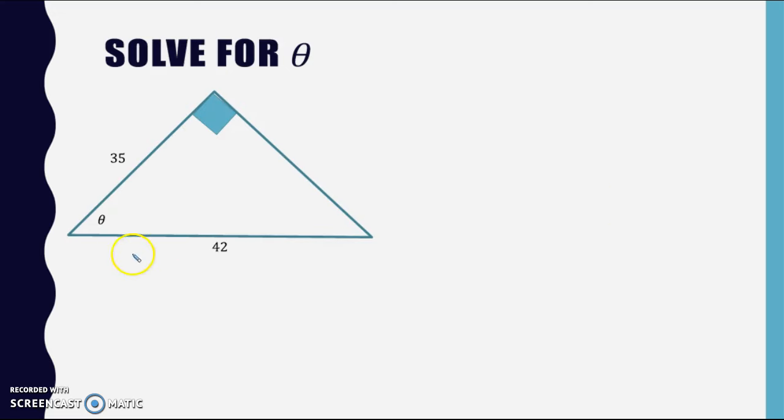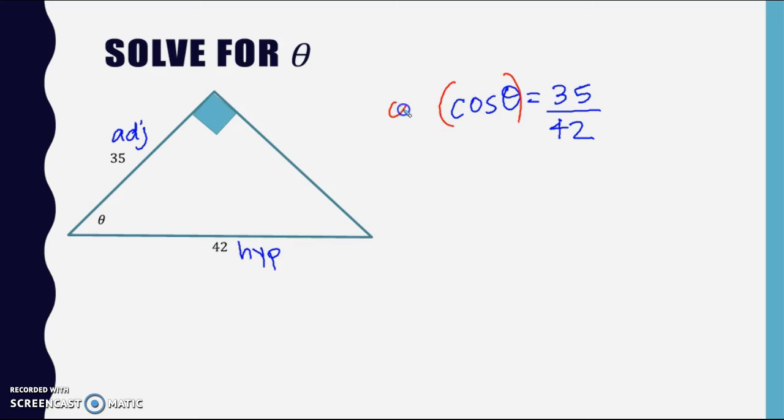And for the last one, I have theta down here, I have 42 and 35. This 42 is the hypotenuse because it's across from the right angle, and the 35 is adjacent to my theta. Right, so adjacent and hypotenuse means I have to use cosine. So my equation would be cosine of theta equals adjacent 35 over hypotenuse 42. You have to take an inverse cosine of both sides. My cosine over here cancels out. I'm left with theta equals inverse cosine of 35 over 42.